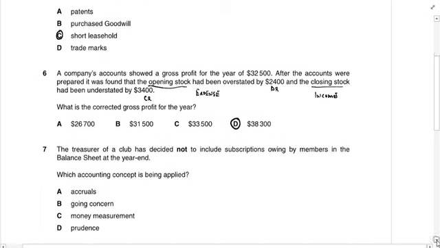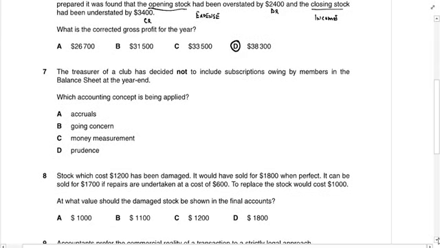Then we go ahead. The treasurer of a club has decided not to include subscriptions owing by members in the balance sheet at the year end. Which accounting concept is being applied? Obviously, he is not applying the accruals concept, because if he had, he would have included that amount. Remember, the accruals concept says that we include transactions and events in the period to which they relate despite the actual movement of cash, but that wasn't done.